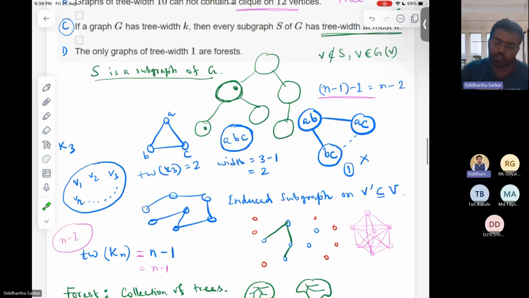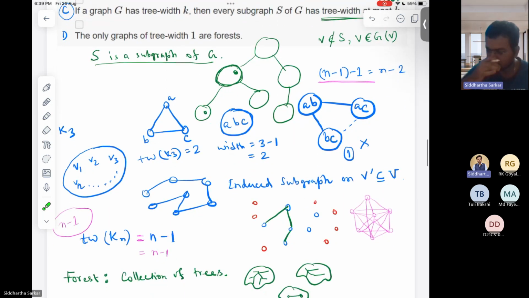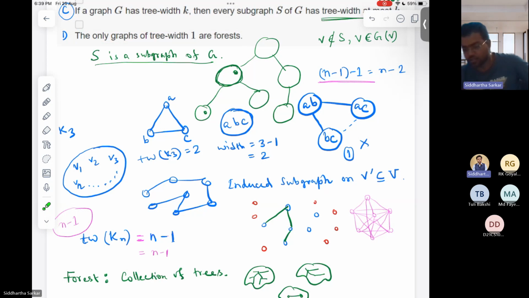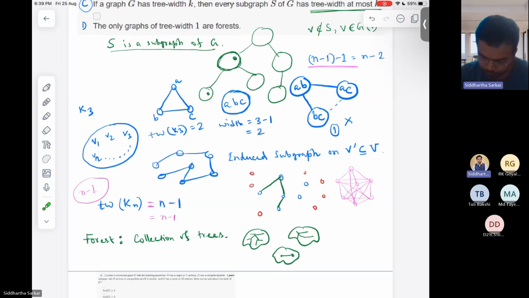But the question is different. So far we have argued that for a forest, the tree width is 1. The question is, are there any other graphs for which tree width is 1? Or is it the case that the only graphs of tree width 1 are forests? So whether there exist other graphs which are not forests, still the tree width is 1. So what does it mean? It means that a graph which is not a forest definitely contains a cycle.